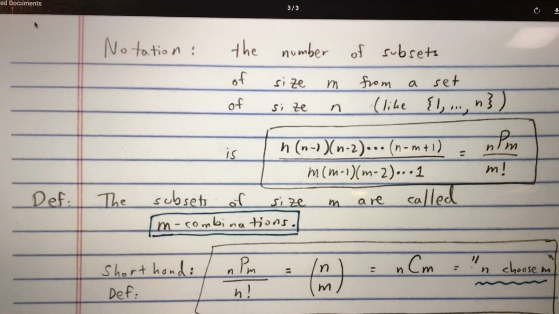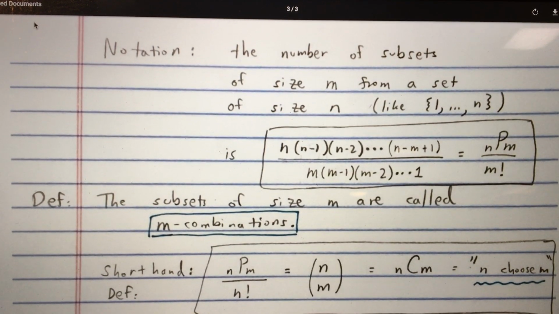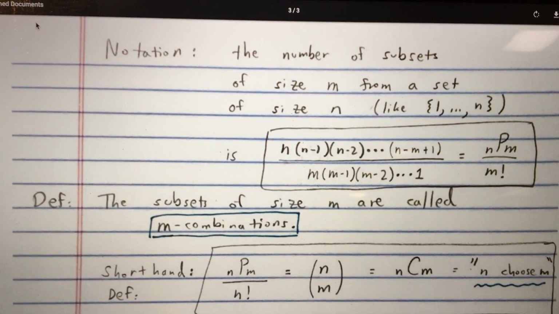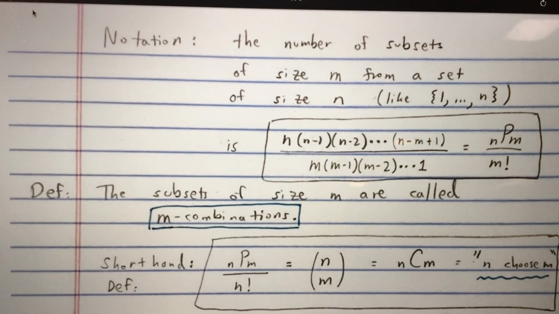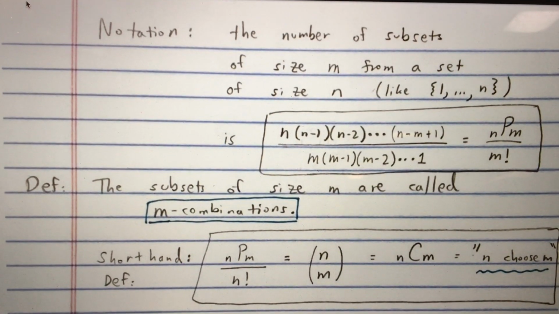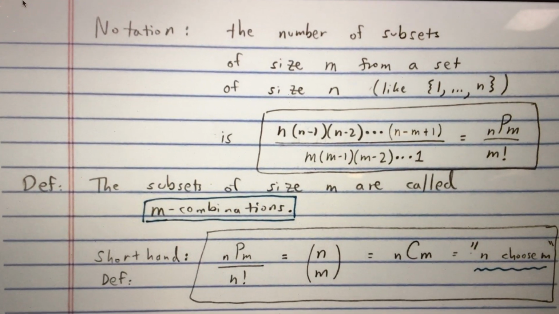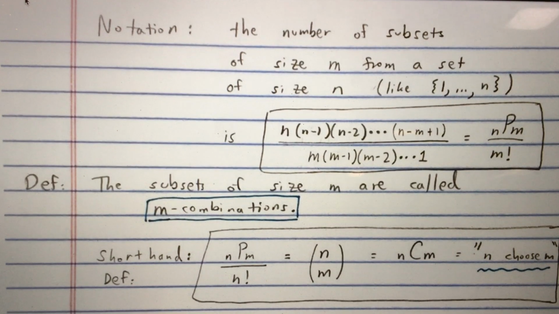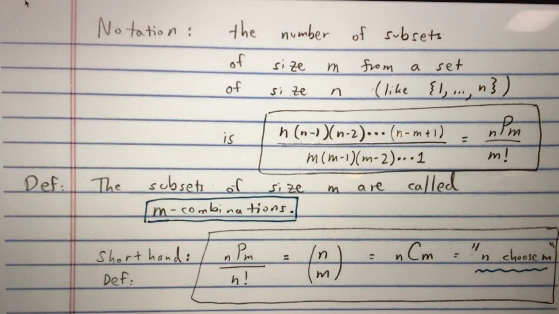So here's the terminology. The subsets of size m are called m combinations. Those are just completely synonymous. You could just say subsets, or you can say combinations. And then there's a nice shorthand. This looks a lot like a fraction because of the line on the page, but there's no horizontal bar. The fraction is written nPm divided by m factorial, but next to it is just n over m without a fraction bar, just parentheses around it.